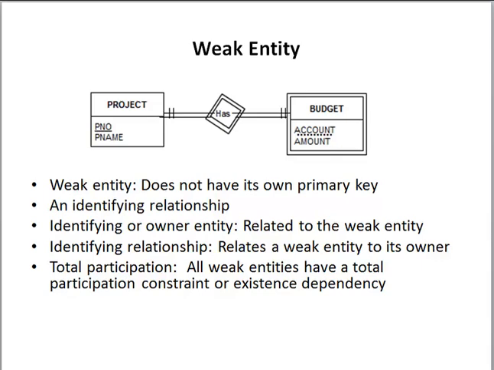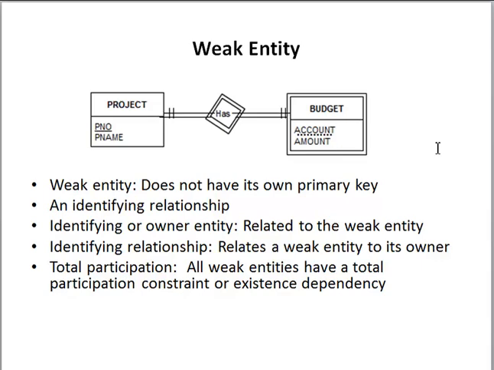So what does it mean to be a weak entity? A weak entity means that the entity cannot stand alone. So the budget can't exist unless we have a project. So a budget has to be associated with a project. Cannot exist without a project. Can't have a budget for something unless you know what that something is. In this case, it's a project.